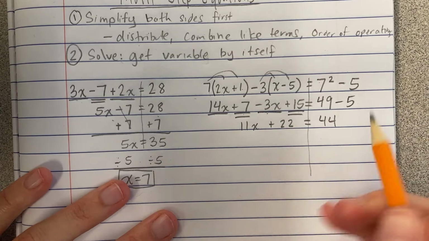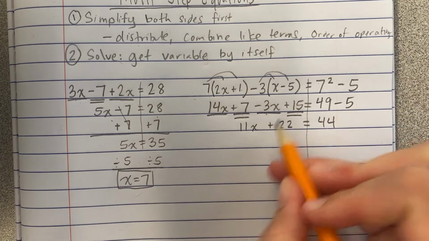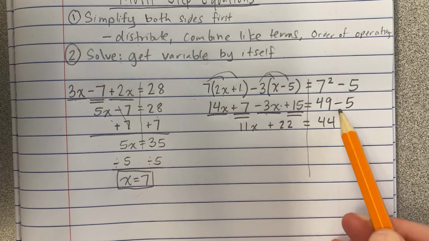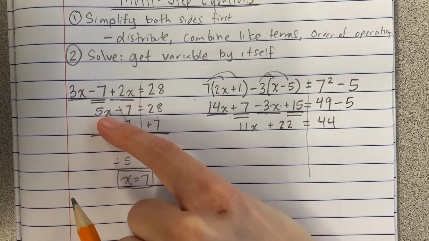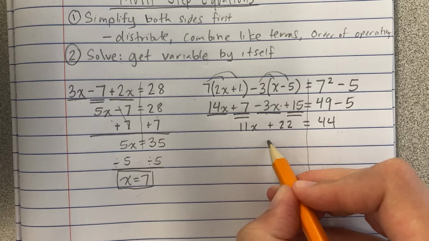Now it looks just like this one. Looks like a two-step equation. So now I've simplified both sides. Here, it took me 2 steps to simplify. Here, it took me 2 steps to simplify. Like over here, I had to simplify 1 step here, and I didn't have anything to simplify here, so I just moved it down. That's fine. Sometimes that happens.